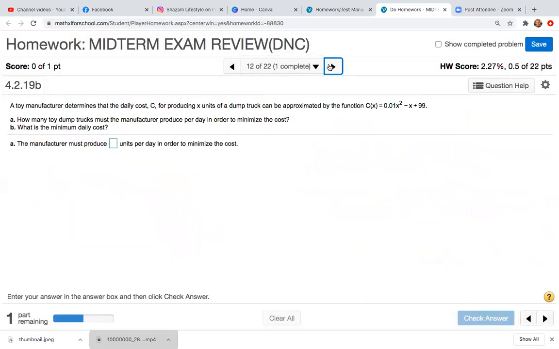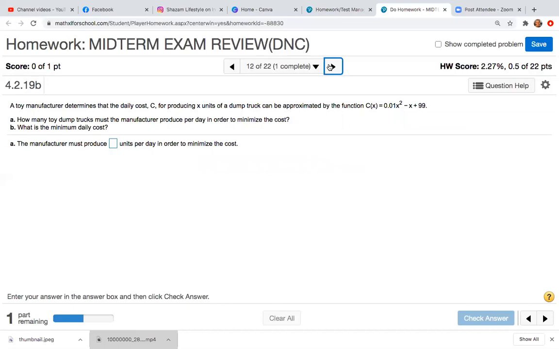On this one here, a toy manufacturer determines that the daily cost C for producing X units of a dump truck can be approximated by this function right here. How many toy dump trucks must the manufacturer produce per day in order to minimize the cost? Now, you hear that keyword, that operative word in there, guys, is minimize, okay?